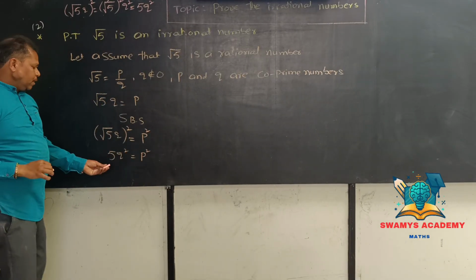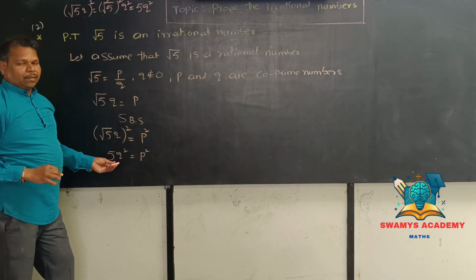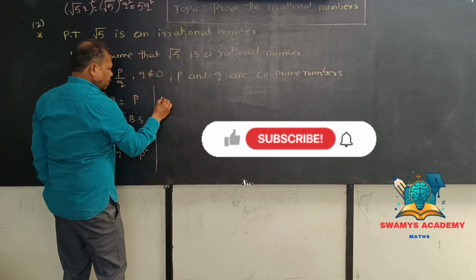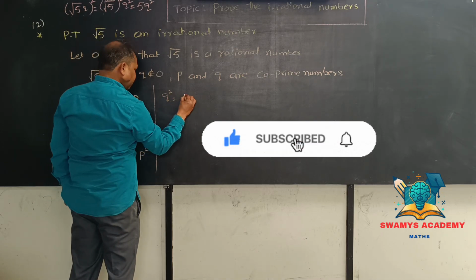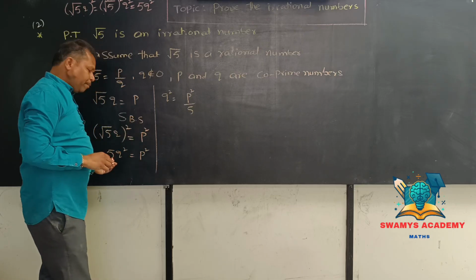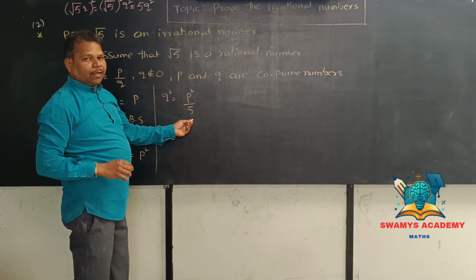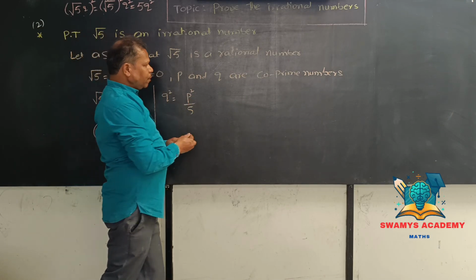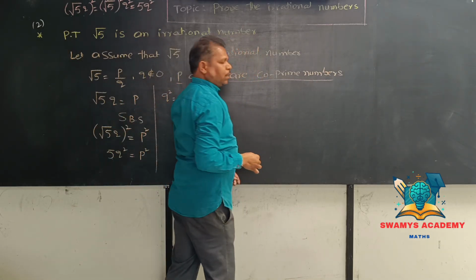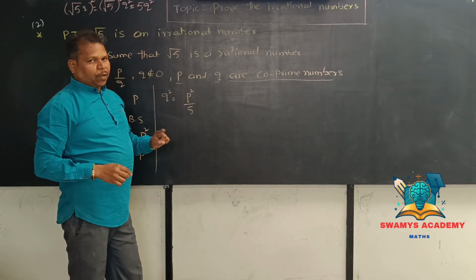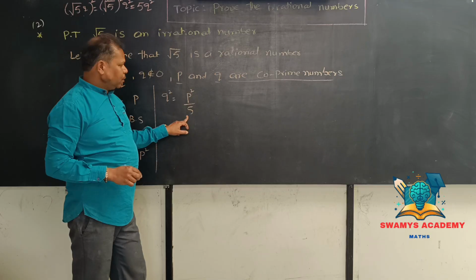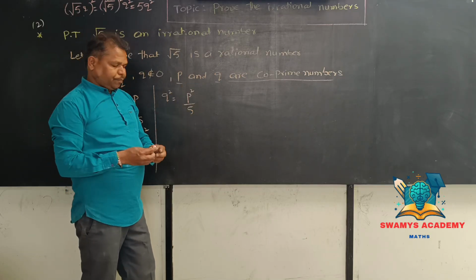So here what are we getting? We are getting a multiple of 5: q square equals p square divided by 5. So either we get a multiple of 5 or a divisible of 5. But here we took p and q as co-primes. What is co-prime? They should not be divisible by anything except 1. But here it is divisible by 5. So our assumption is wrong.